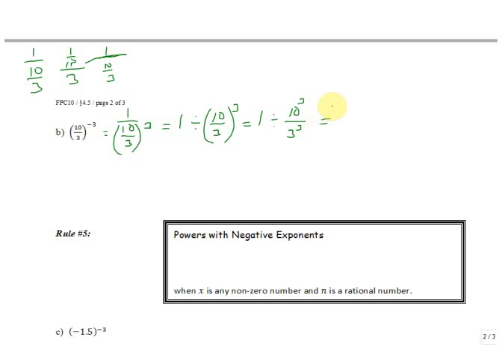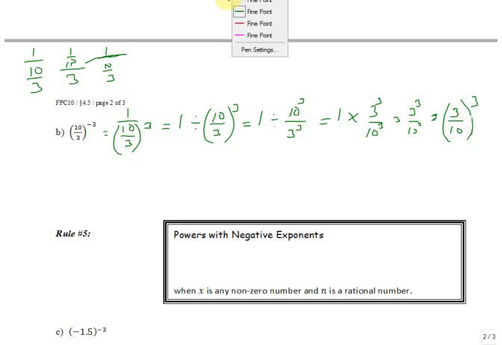Now, when I divide fractions, I invert and multiply. So this becomes 1 times 3 cubed over 10 cubed, which is just 3 cubed over 10 cubed. I wouldn't actually do this if I were trying to solve this, but I'm making a point here, so I'm going to rewrite it as (3 over 10) cubed. Okay, now I will show you the shortcut. You flip what's inside the brackets, so this becomes 3 over 10. You keep it in the brackets and you rewrite it, and you make the exponent positive. And ta-da! Same thing we got.